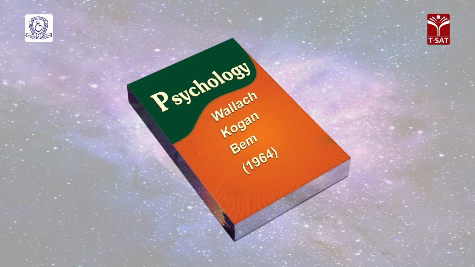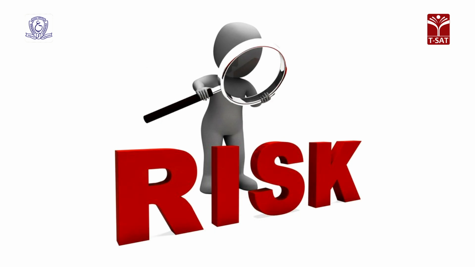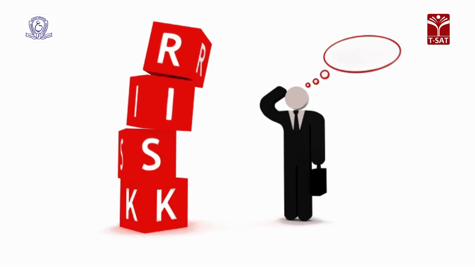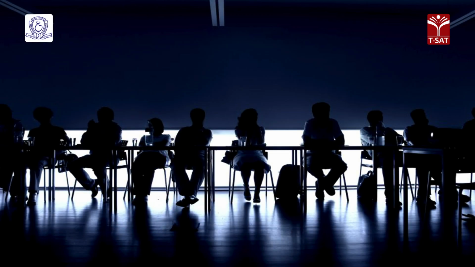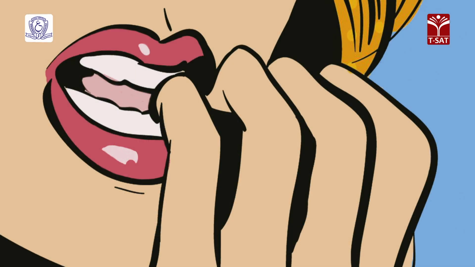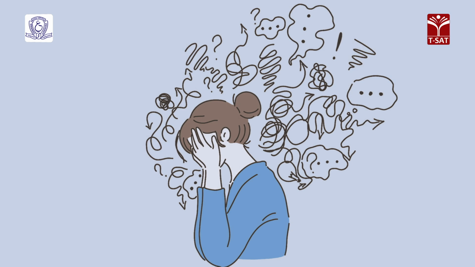Wallach, Kogan and Bem in 1964 conducted a study and discovered that individuals may seek greater risks if there is a belief that the risk associated with a decision is shared by all members of the group. Given the shared responsibility, what will happen? The level of anxiety associated with making the decision will lessen.